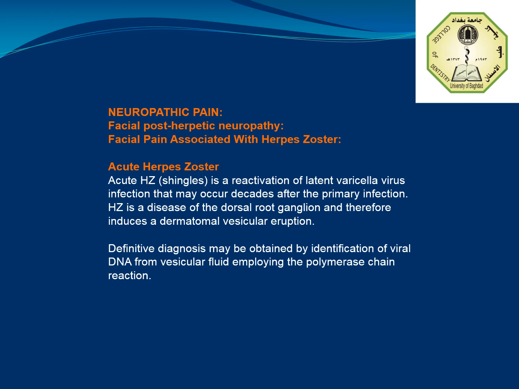Acute herpes zoster. Acute herpes zoster or shingles is a reactivation of latent varicella zoster virus infection that may occur decades after the primary infection. Herpes zoster is a disease of the dorsal root ganglion and therefore induces a dermatomal vesicular eruption.